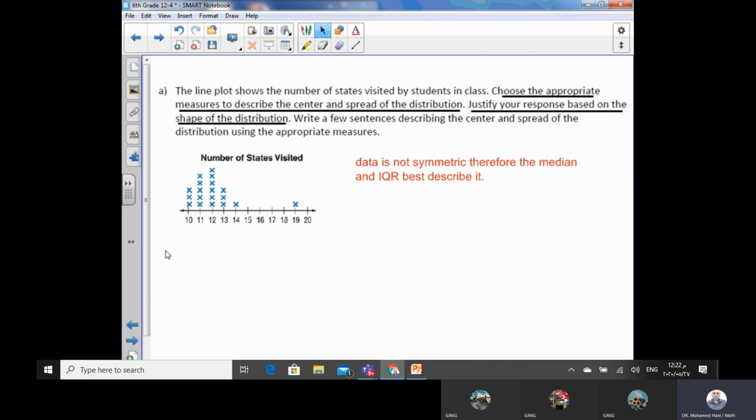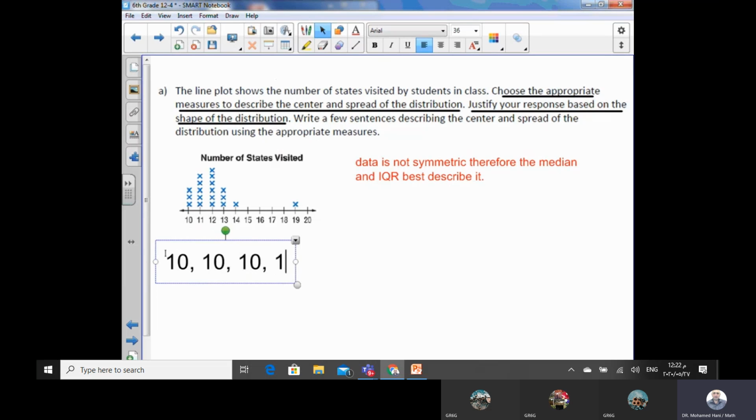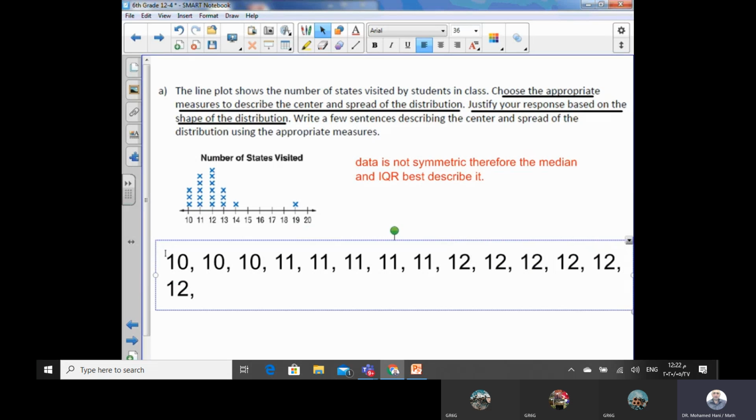So let's list our data from least to greatest. 10, 10, 10, 11, 11, 5 times 12 is 6 times, 13, 14, and 19.